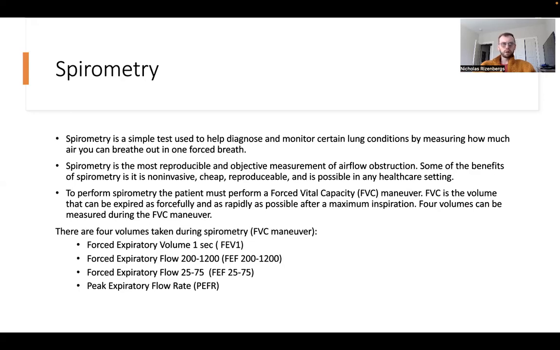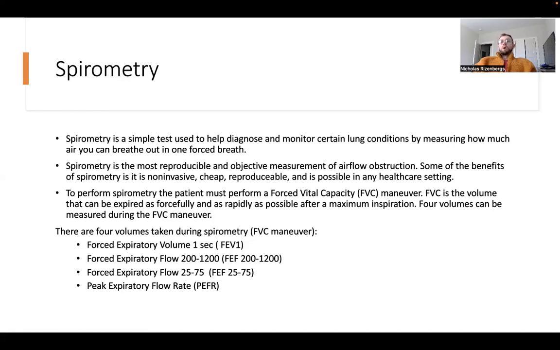Some of the benefits of spirometry is that it's not invasive, it's very cheap, it's reproducible and possible in pretty much any healthcare setting. To perform spirometry, the patient must perform a forced vital capacity maneuver, or FVC for short. FVC is the volume that can be expired as forcefully and as rapidly as possible after a maximum inspiration.